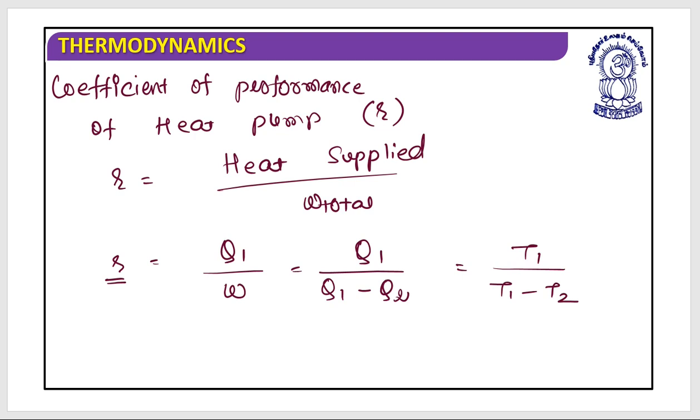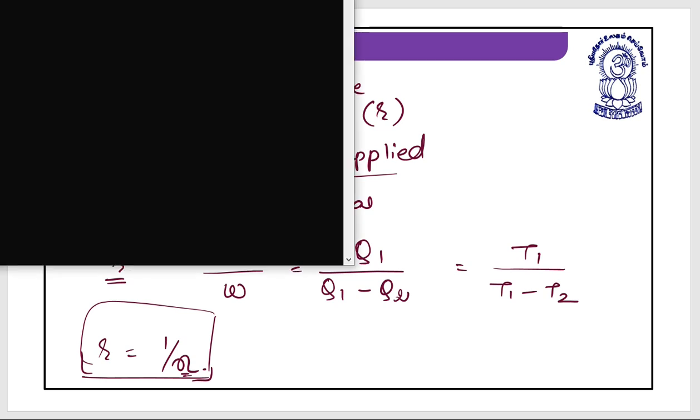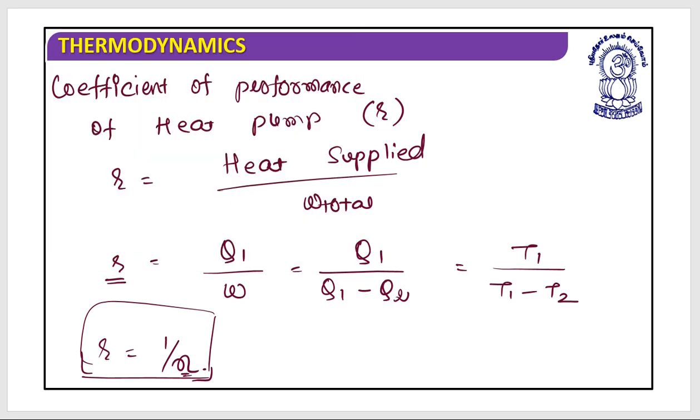And what we can say is, this is the inverse of the efficiency. So this r is equal to 1 by eta. This is for the coefficient of performance of heat pump, and this is the efficiency of the heat engines. This is the relation between these two. I hope this is clear.